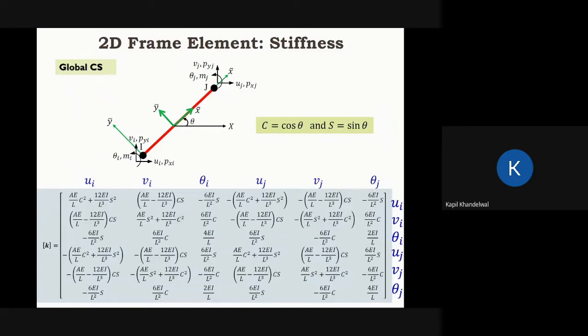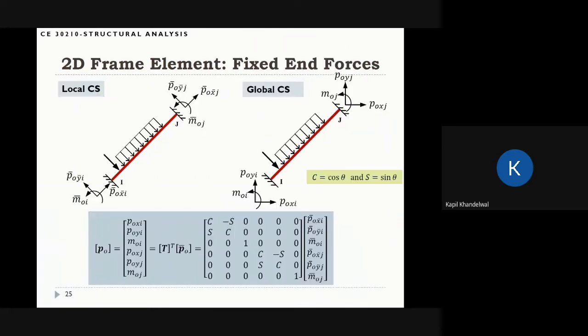And finally, we can also express the fixed end forces in the global system. The fixed end forces in the local system are given to you; this is what I will provide. The global ones you have to calculate, and we can calculate them using this transformation. P0 is the fixed end forces in the global system, and this is just T transpose P0 bar.